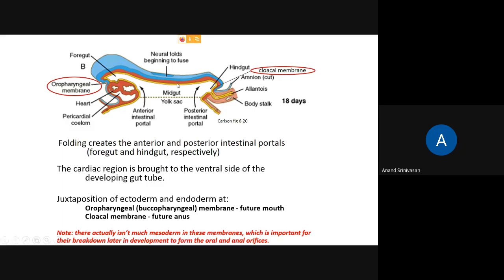Similarly on the hindgut, you can see once again the ectoderm coming in close contact with the endoderm. This is called the cloacal membrane, and this later degenerates to form the anal orifice. All right.